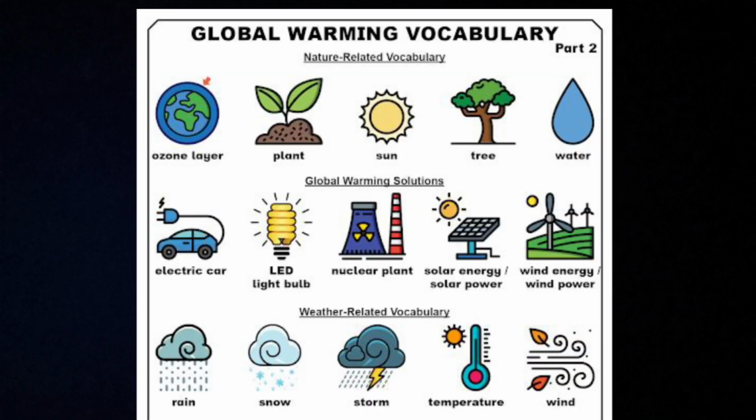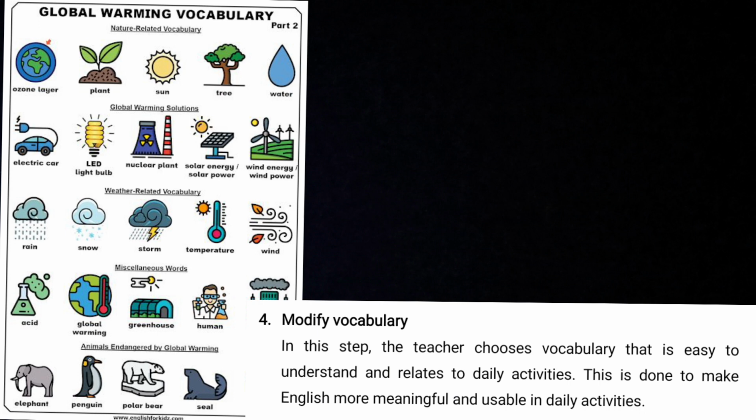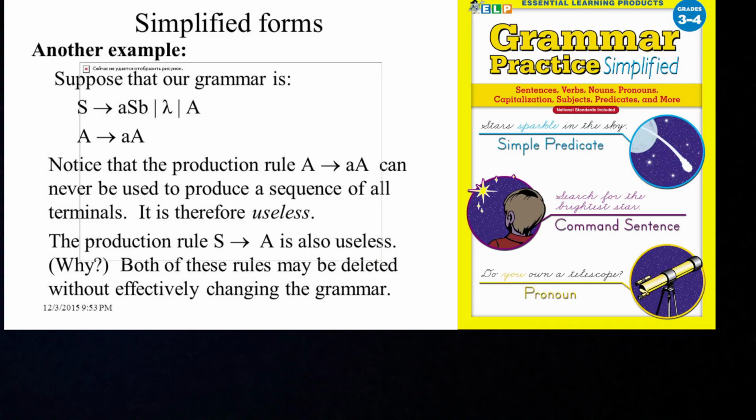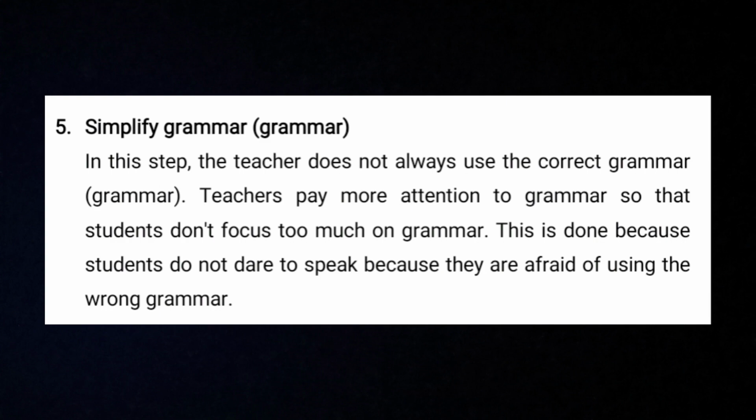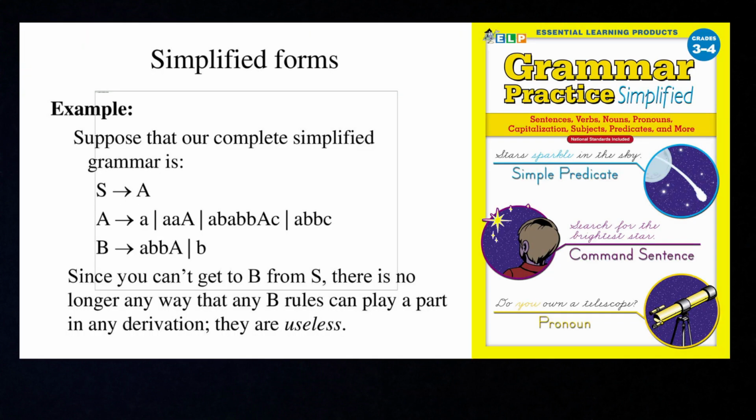Modify vocabulary. In this step, the teacher chooses vocabulary that is easy to understand and relates to daily activities. This makes English more meaningful and usable in daily activities. And simplify grammar. At this step, the teacher does not always use the correct grammar. The teacher pays less attention to grammar so that students don't focus too much on grammar. It is done because students do not dare to speak because they are afraid of using the wrong grammar.